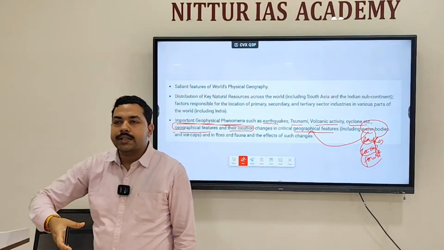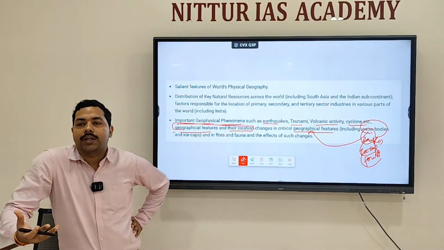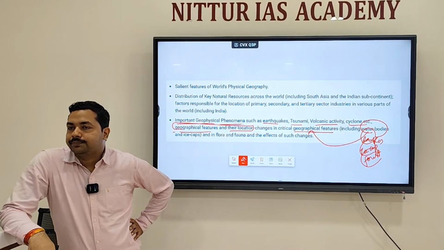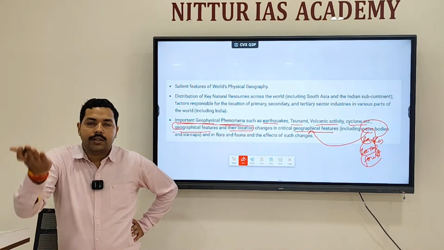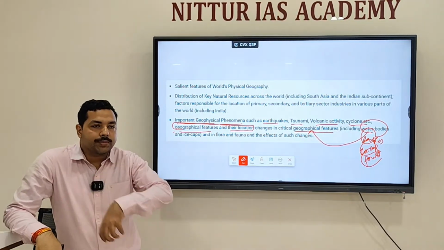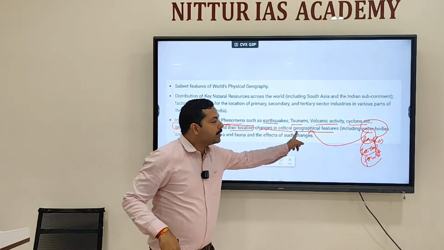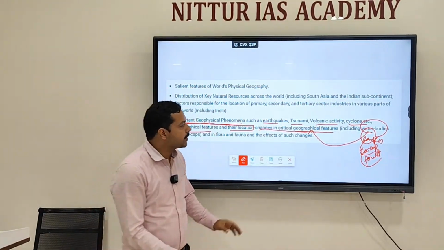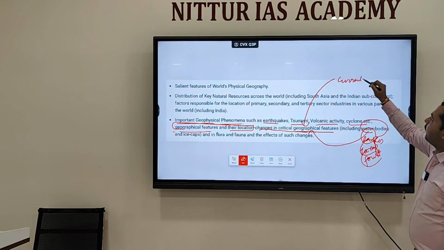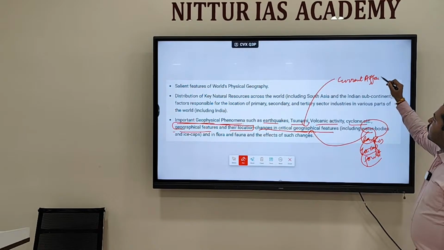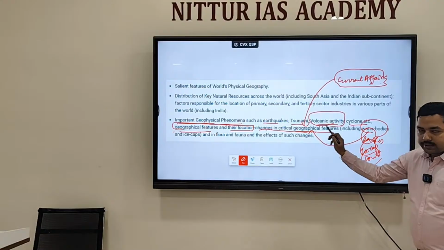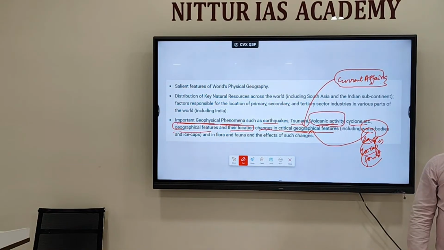Like climate change is happening. When climate change is happening, what is happening to ice? Melting. When ice is melting, what will happen? The sea level will rise. It will lead to submergence of coastal areas. So you have to study those particular aspects. Clear? So changes in critical geographical features, that's where current affairs will come into the picture. That's where current affairs of geography will come into the picture. Clear? For example, volcanic activity. Now, which is the recent volcanic activity that has happened?